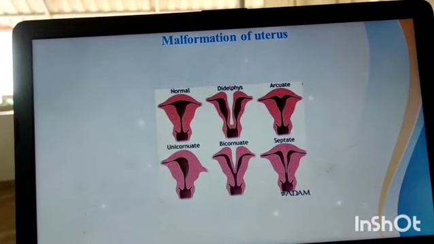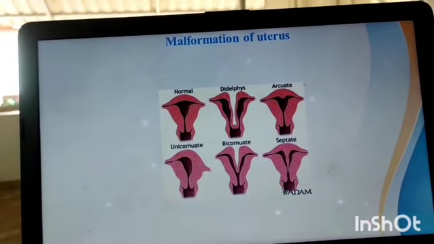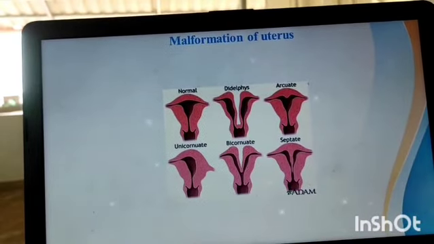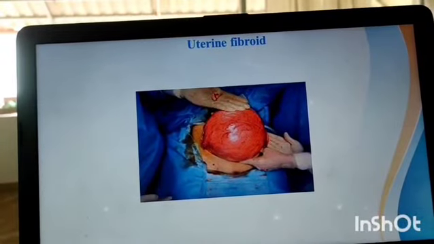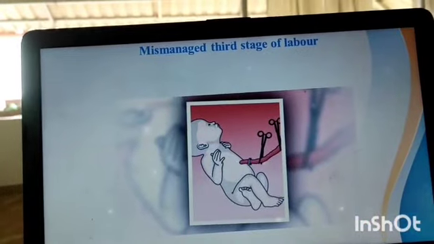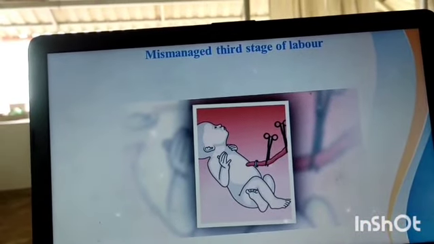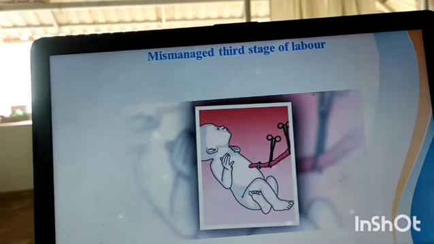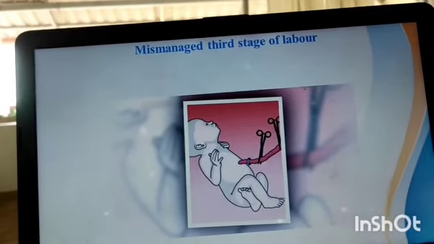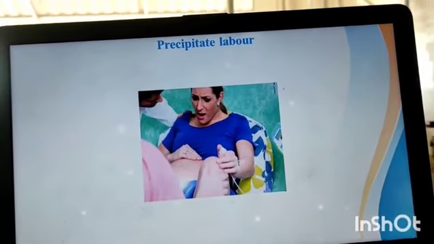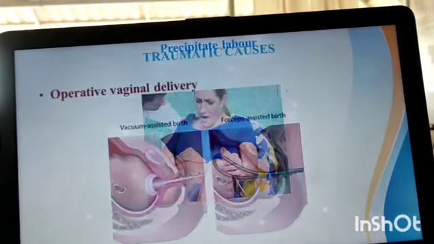Then malformation of the uterus. Any malformation in the uterus like unicornuate, bicornuate, septate will also cause postpartum hemorrhage. Then uterine fibroid. If the mother has uterine fibroid, that will also be a cause of postpartum hemorrhage. Then any changes or abnormality in the third stage of labor will also cause PPH. Then precipitate labor.